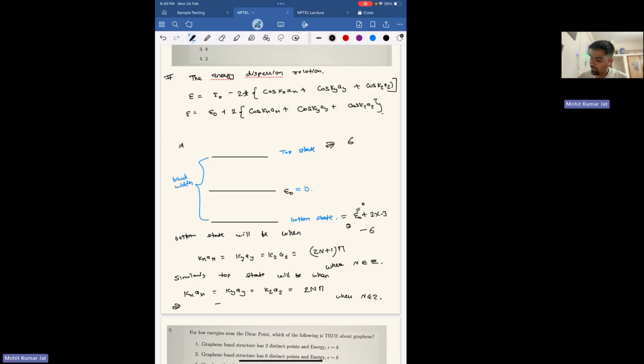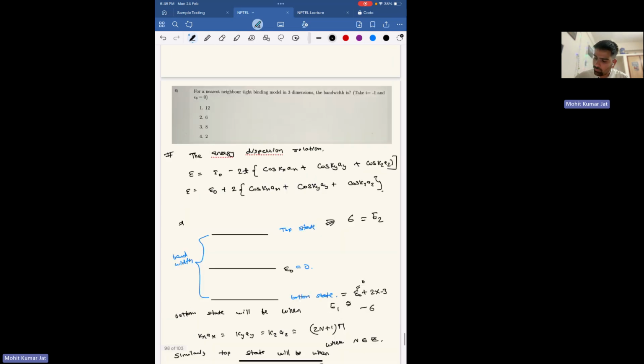This implies the bandwidth will be, let me call this E2, let me call this E1. E2 minus E1 is equal to 6 minus (-6) is equal to 12, will be the bandwidth. Is there any option like 12? Yes, there is an option. So 12 will be the correct option for the bandwidth.